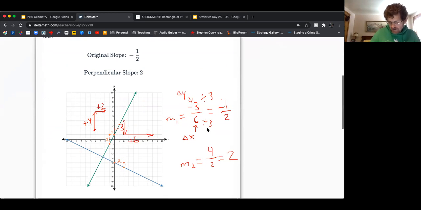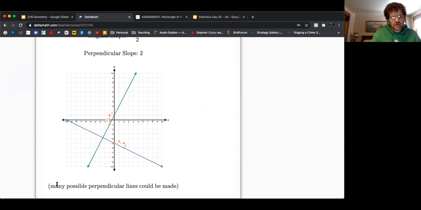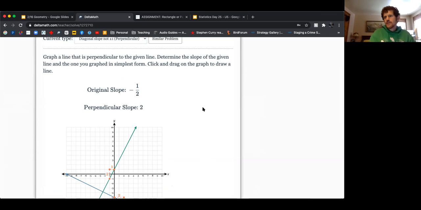And if you don't get it right, let me clear this all off the screen. It will show you your slopes and it'll show you the graph. So it'll show you what it should have looked like. Now, it might not show the perpendicular line exactly where you drew it, but the exact perpendicular line doesn't matter for right now. We just care about the slopes. So there it is. And you can even see right there, many possible perpendicular lines could be made, but they'll all have the same slope. Okay, so are there any questions on this part of it? Do you guys want to see another example or anything else?